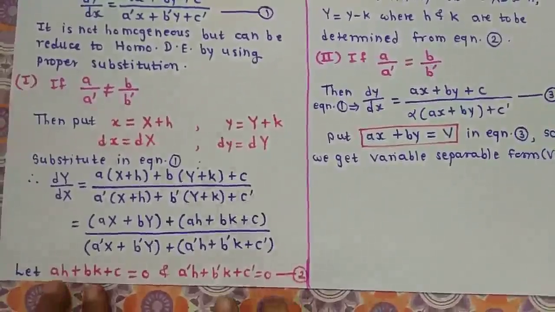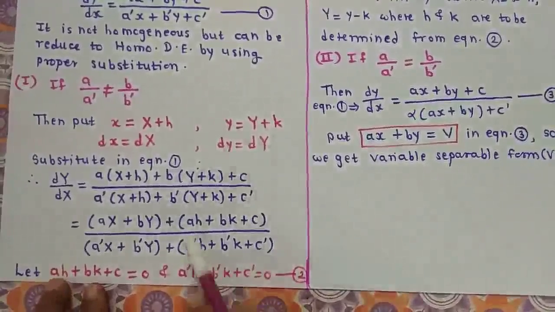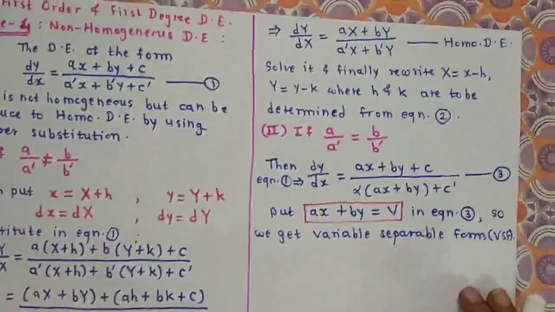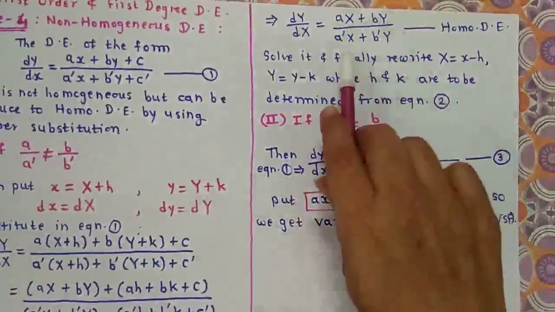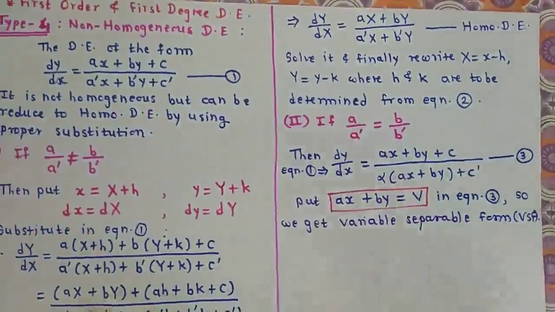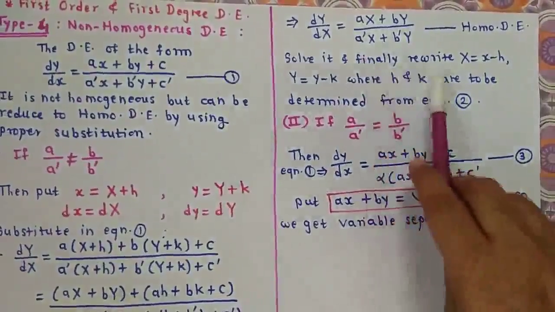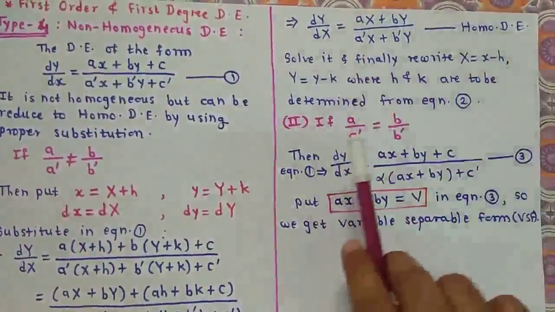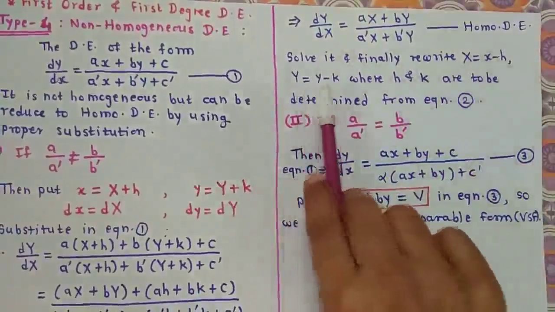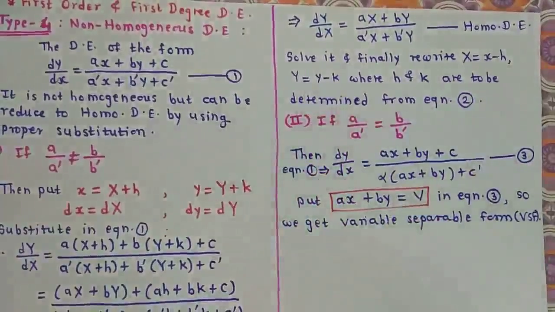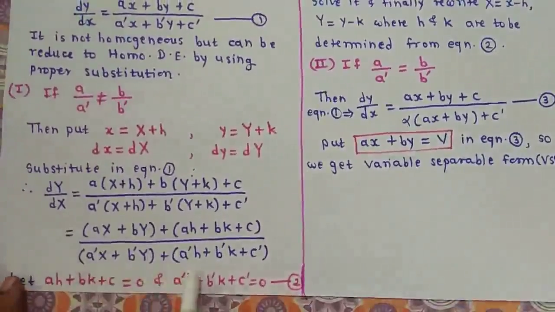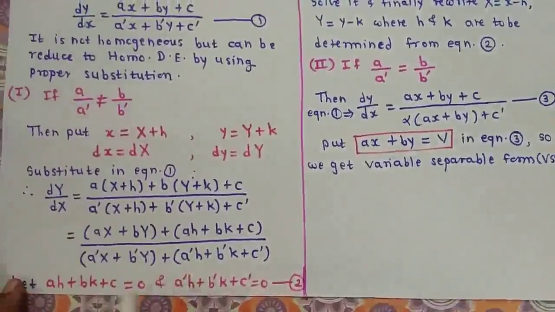Now since these two values are 0, if I replace these two brackets by 0, then we get dY by dX equals (aX plus bY) upon (a'X plus b'Y), and we know this is nothing but a homogeneous differential equation, right? And we solve this homogeneous differential equation, and finally rewrite capital X equals small x minus h and capital Y equals small y minus k, where h and k are to be determined by solving equation number 2. So by solving these two equations, we get the values of h and k.